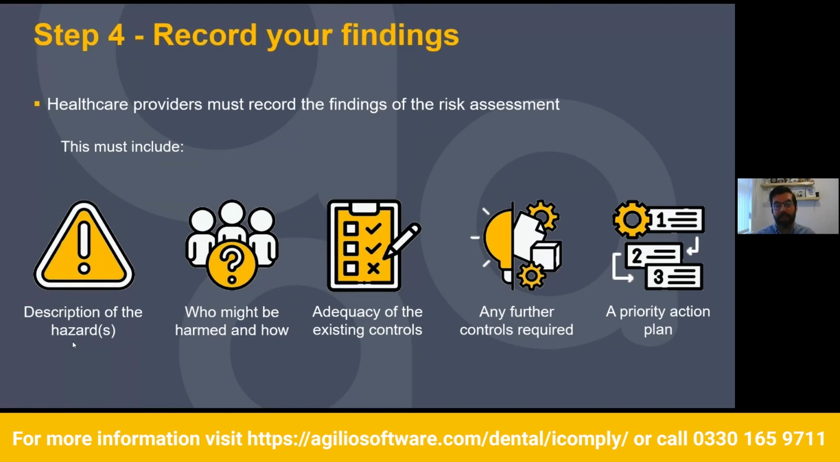So the priority action plan should map that out in order of priority using a RAG-rated system, red, amber, green, for example.